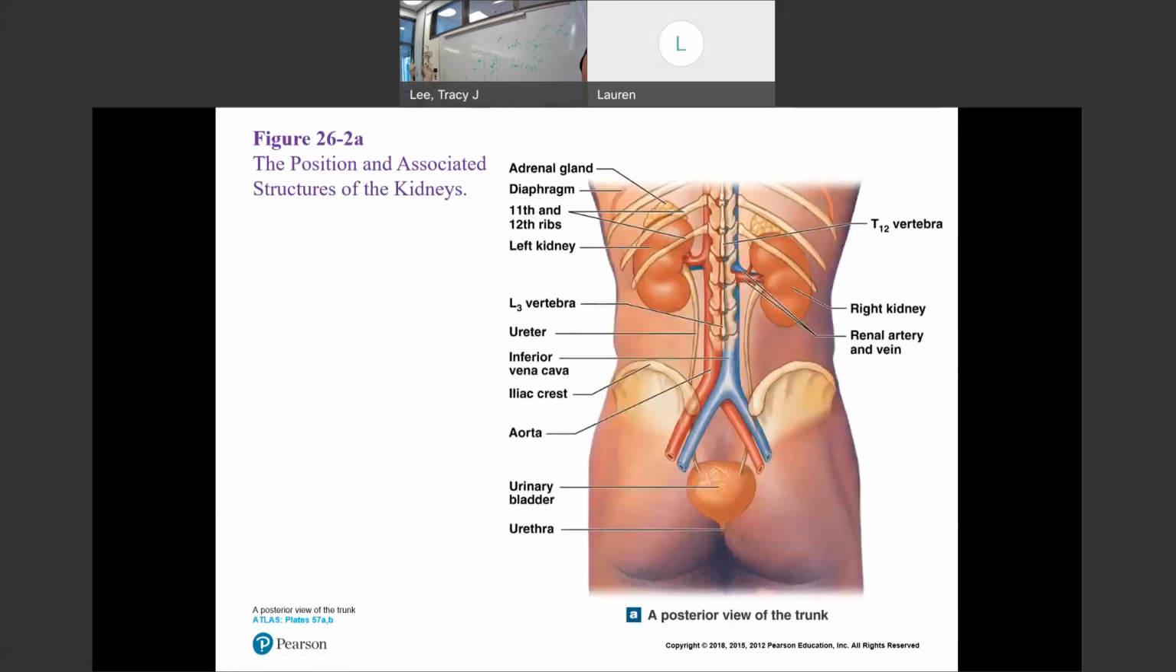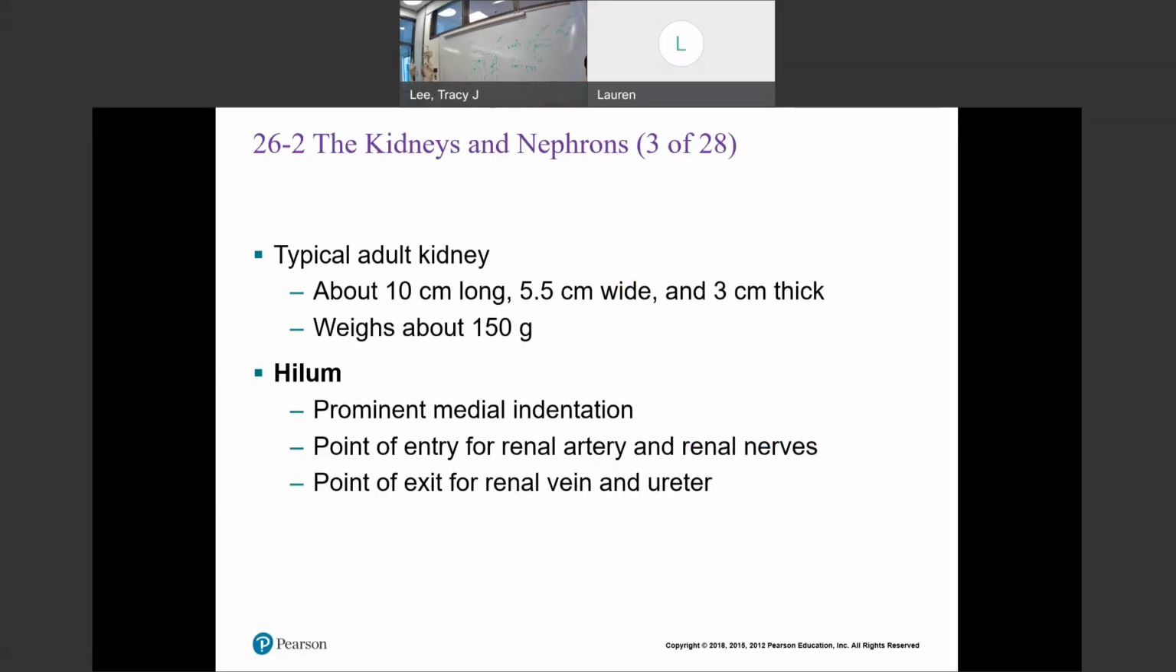All right, I'm going to skip through location. I'm going to assume you guys are pretty good with location. You don't have to know this. You should know what the hilum is. What is the hilum?